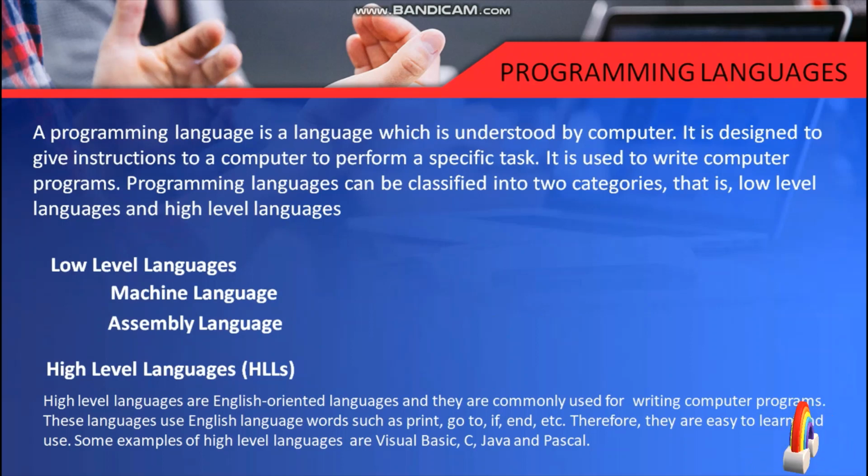We already discussed that it is a language which is easy for humans to understand, so it means it's like a human language. High level languages are English oriented languages that are commonly used for writing programs in a computer. These languages use English words such as print, go to, if. Next, we will discuss the C language in this chapter, that is a high level language. All the words used in C language are just like English language, which is easy to understand, or easy to write programs using the C language.